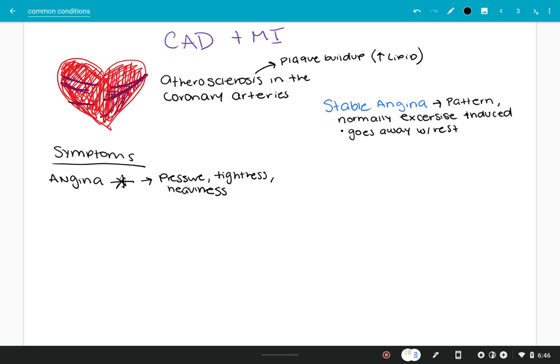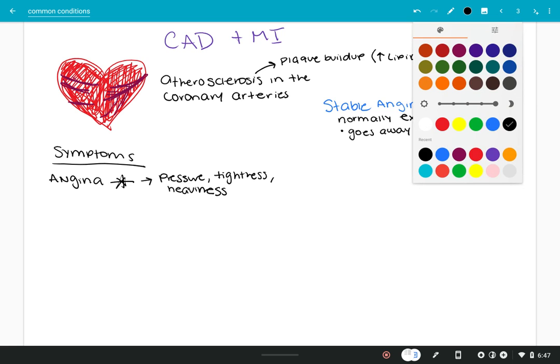Now, some of these people, if they have a history of angina, might have nitroglycerin that they can take if the pain continues on. They say you take one tablet every 5 minutes. If you have to take more than 3, go to the ER, because it's no longer stable at that point. So that's stable angina. It's exercise induced and goes away with rest.